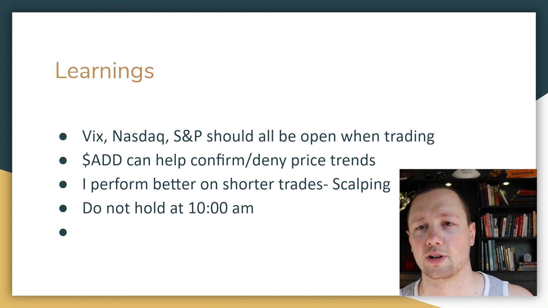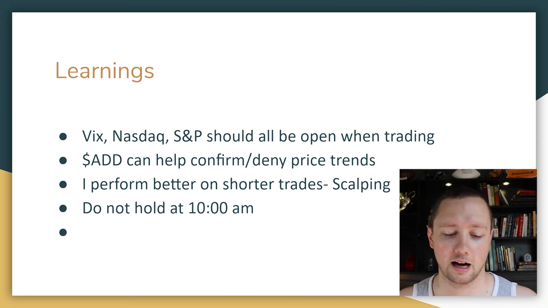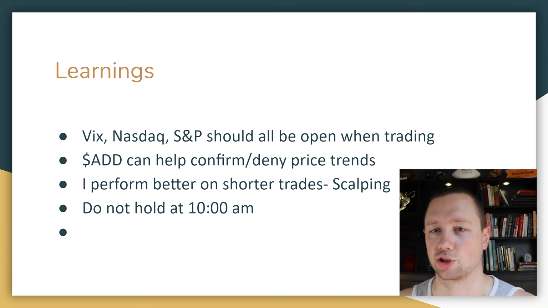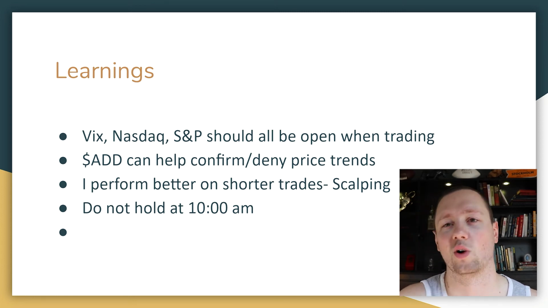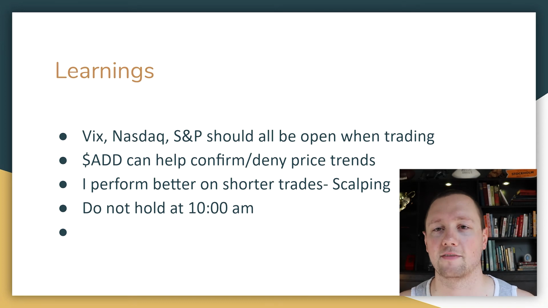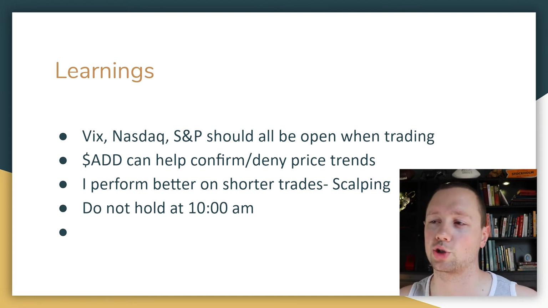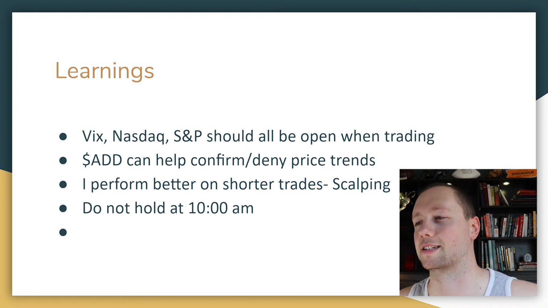Third thing, I perform better on shorter trades. So now that I've tracked my trades for a good amount of time, I've noticed that I have a better win ratio and I have better wins when I'm trading short term. So when I'm holding my trades for 1 to 3 minutes, I'm winning 60 to 70% of my trades. But when I hold over 5 minutes, I'm below 50% because I'm just losing it completely. So what I'm realizing is I'm a better trader on short-term trades, basically on scalping trades.